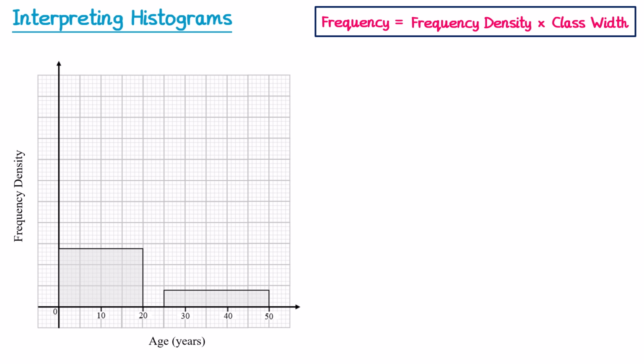Sometimes in exam questions you'll be given a histogram, but there'll be some bits missing. If you look at this histogram, you can see we don't have a bar from 20 to 25, and also we don't have the frequency density axis at all. We're missing off the numbers there.